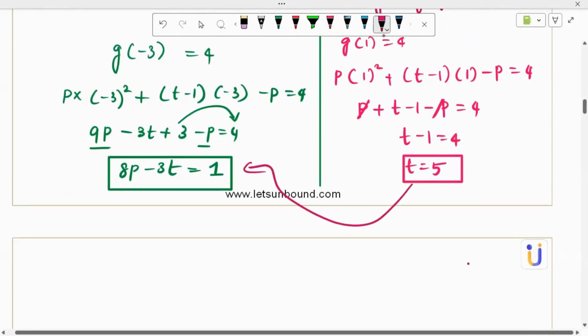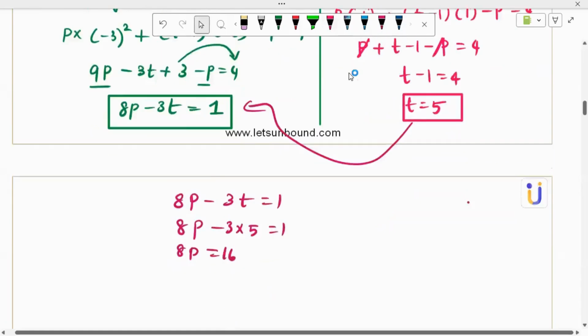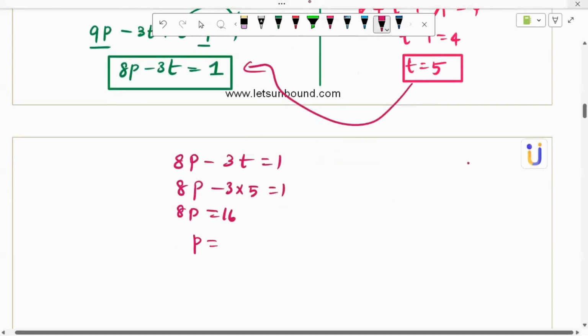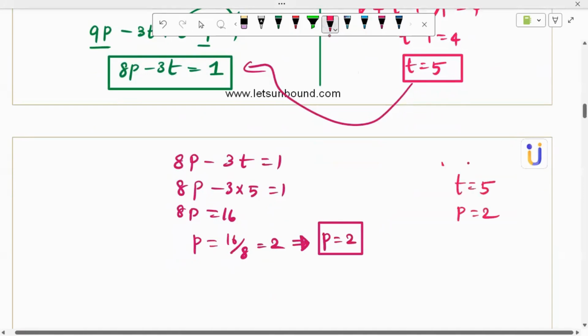So 8p minus 3t equals 1. 8p minus 3 times 5 equals 1. 8p is 16. You know the reason. And p is 16 over 8, which is 2. So p is 2. Right? So the first part is done. t is 5 and p is 2. We found it. That's simple.